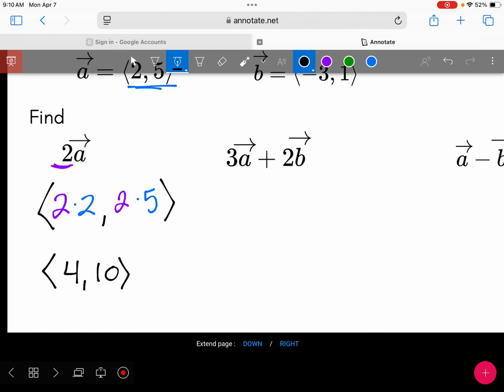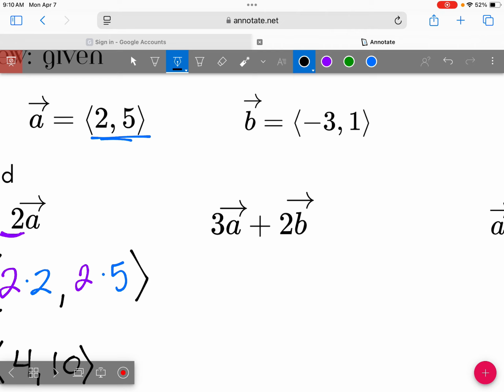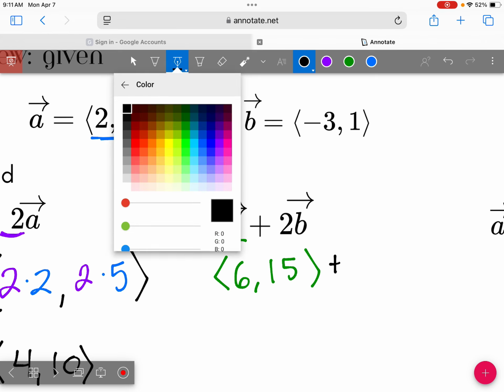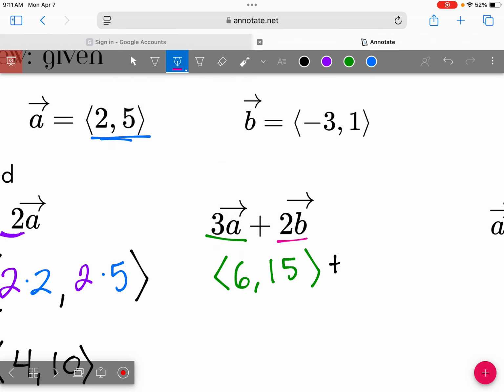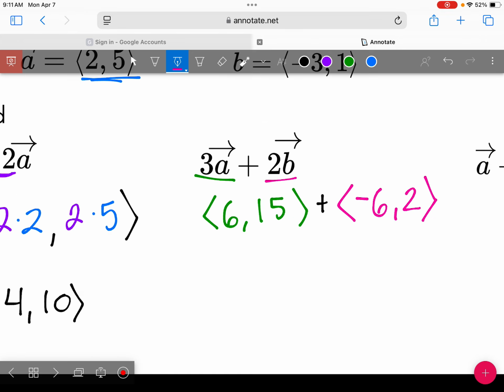The next one combines those two together. We need 3A and 2B. So what's vector 3A going to be? 6, 15. What is vector 2B? Negative 6, 2. Because we add the x pieces together, 6 plus negative 6 gives us 0. And we add our y pieces together, 15 plus 2 is 17. So this combines to make 0, 17.